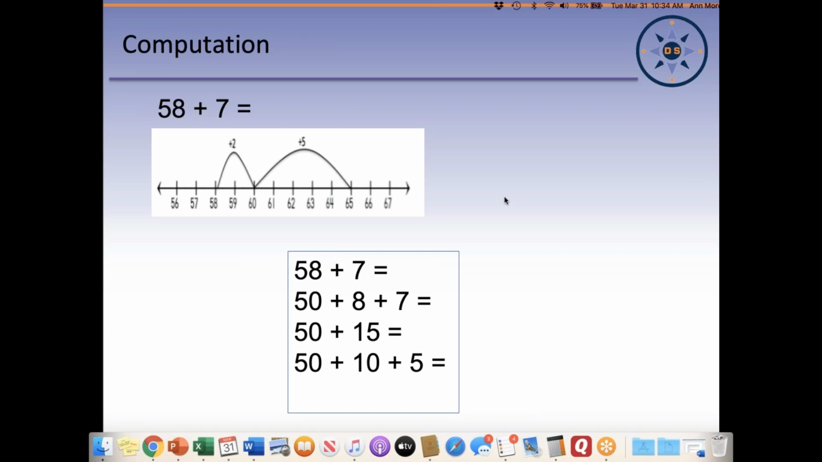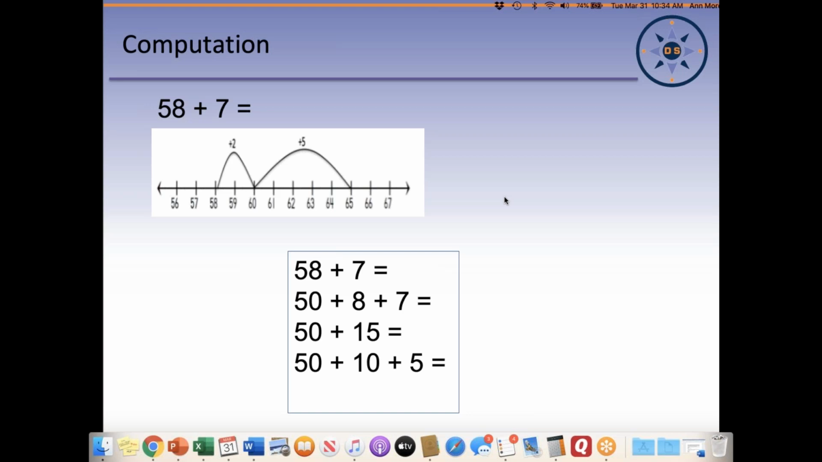So for addition, number lines are used a lot. If you want to have a student add 58 plus 7, they can draw part of a number line, or you can give them part of a number line, and they add 7, and they break up the 7. First they add 2 and get to 60, which is a pretty easy number to get to, and a pretty easy number to add onto. So break up the 7.